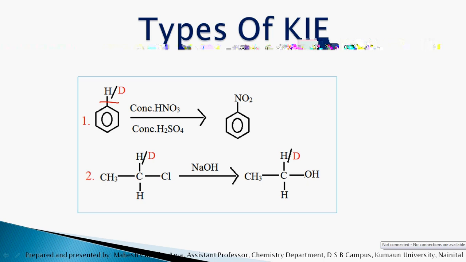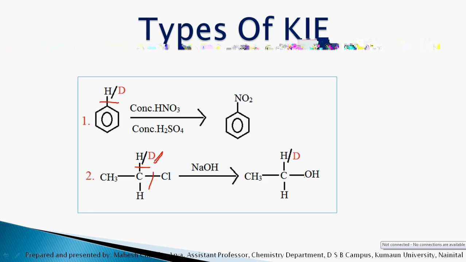Similarly, in the second reaction, it is CCl bond that undergoes cleavage. Suppose we want to study kinetics of this reaction by substituting this CH bond with a heavier isotope deuterium. So it will also give some sort of change in the rate of reaction, and this type of study will be called its kinetic isotope effect. But what is the basic difference between these two types of kinetic isotope effects?